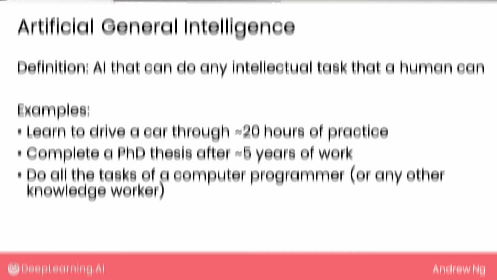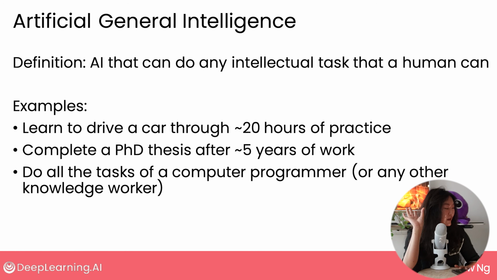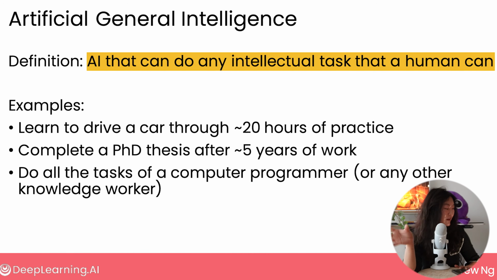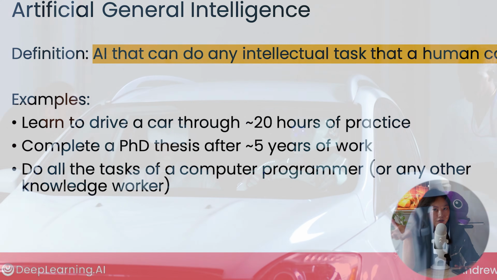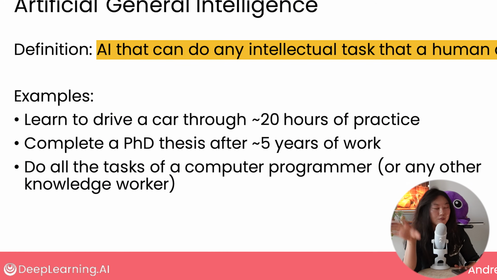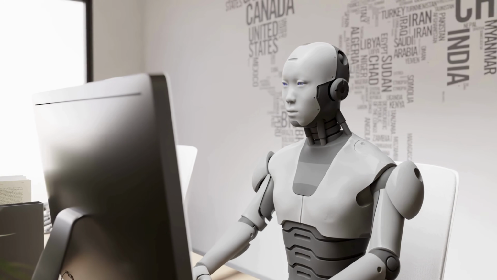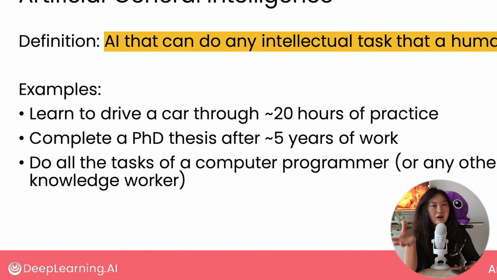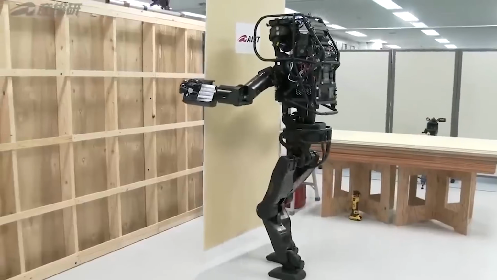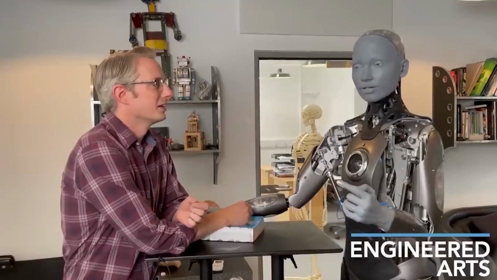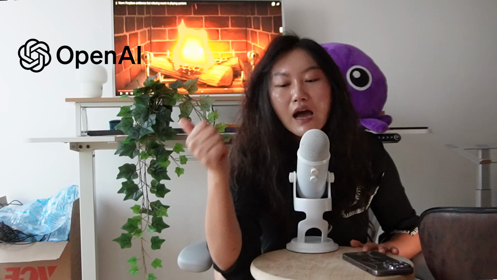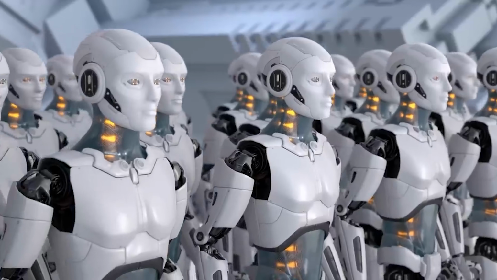The next frontier that AI engineers and researchers are looking at is called artificial general intelligence, or AGI. This is a threshold at which an AI can do any intellectual task that a human can. For example, it can learn to drive a car in around 20 hours of practice. Apparently that's how long humans take. It can complete a PhD thesis. It can do all the tasks of a computer programmer. Basically, AGI is when an artificial intelligence truly has a generalized intelligence to be able to do anything that a human can do. And companies like OpenAI and Google are all focused on developing the first real artificial general intelligence.